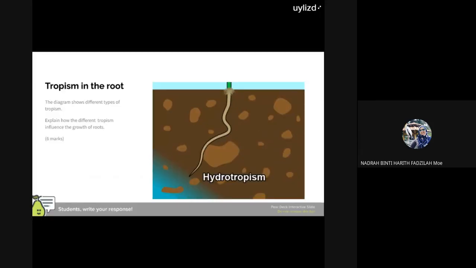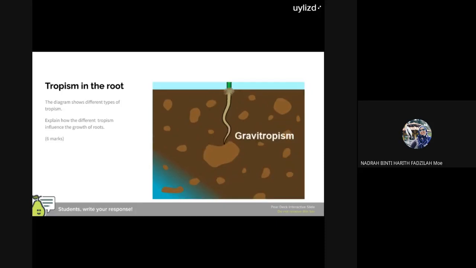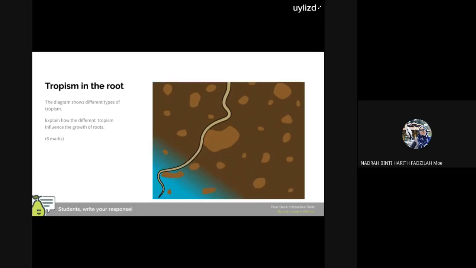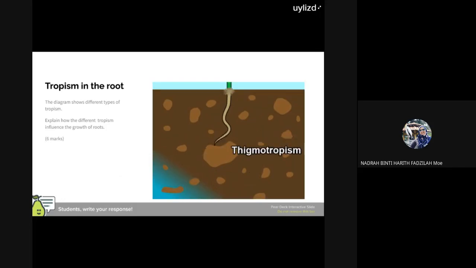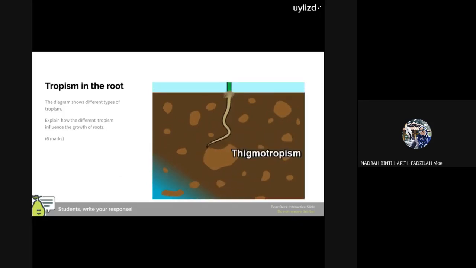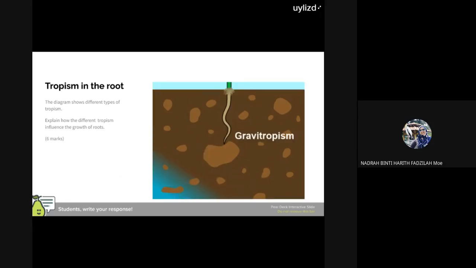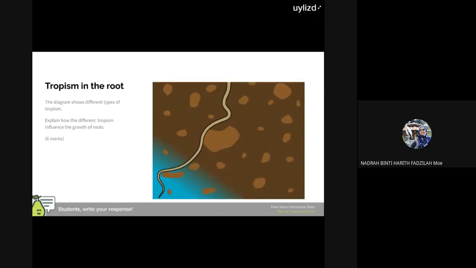Okay, so dalam diagram ni saya tunjukkan 3 jenis tropisms shown by the root. Ada yang panggil gravitropism, ada hydrotropism dan also thigmotropism. Can you explain how different tropisms influence the growth of fruits? Saya bagi example untuk 2 markah pertama ya.